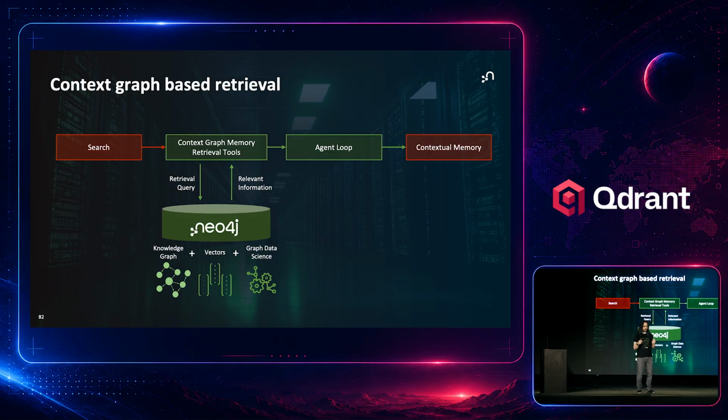Context graph-based retrieval allows you to do things like search, pull information, and then store it back into the database so you can improve the quality of the results. And then this gives you agent memory, which you can use to build your context and improve the reasoning traces inside the database.